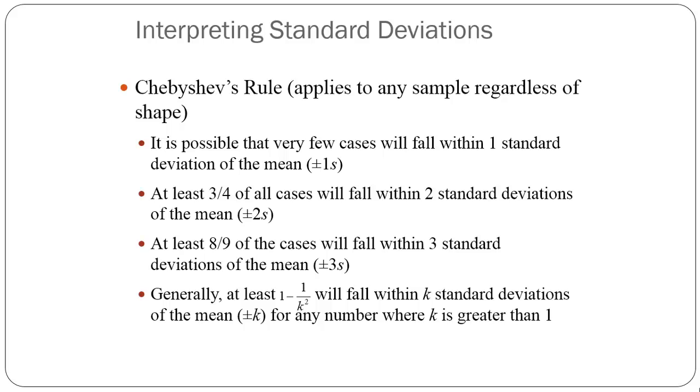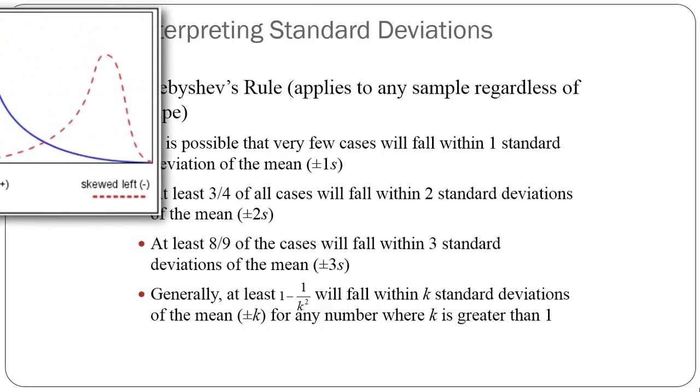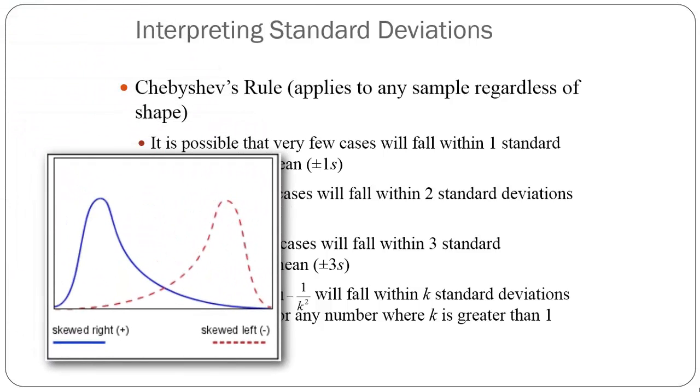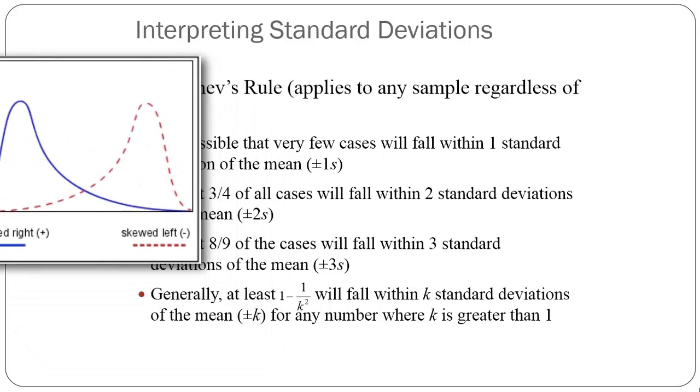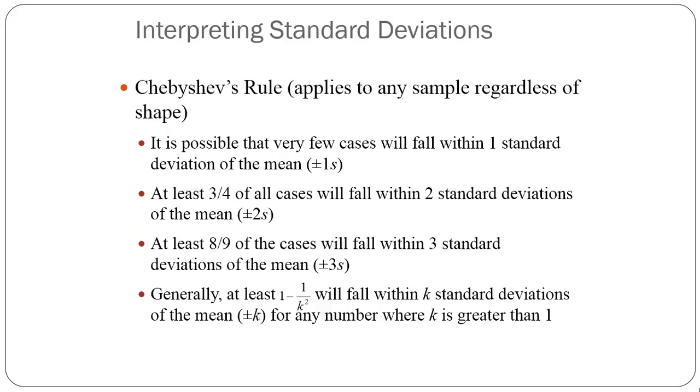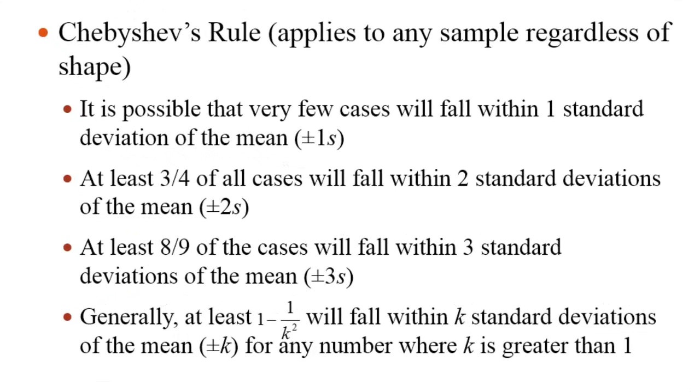What if our distribution isn't normally distributed? Doesn't look like a normal distribution? How do we interpret the standard deviation then? Well, we can apply Chebyshev's rule. Chebyshev's rule applies really regardless of the shape of the distribution, but I tend to use the empirical rule if a distribution looks normal and Chebyshev's rule otherwise. So here's Chebyshev's rule. First of all, we have to acknowledge that it's possible, depending upon the shape of the distribution, that very few cases fall within one standard deviation of the mean, plus or minus 1s.